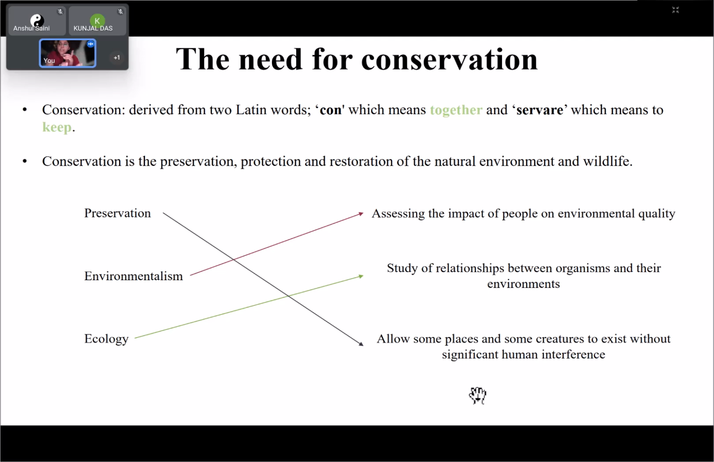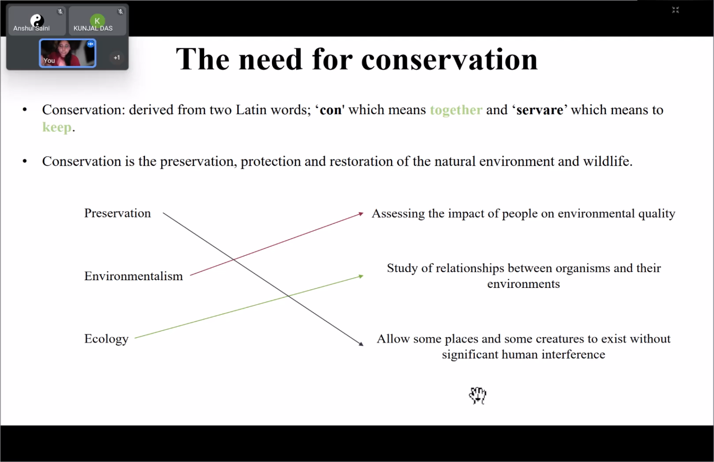Now conservation, you should very clearly remember, is not the same as preservation, protection, restoration. These are similar terms, yes. Restoration is also concerned with keeping the integrity of a region. But preservation, protection, and restoration together make up conservation. Preservation alone is something else. Protection and restoration have to come together. And this is not similar to environmentalism and ecology.